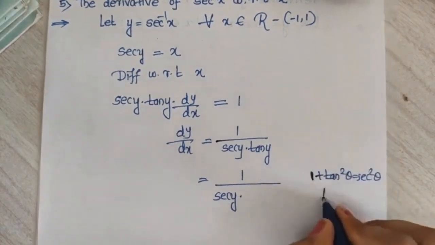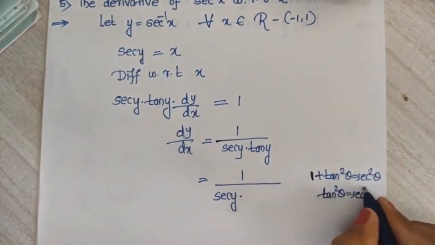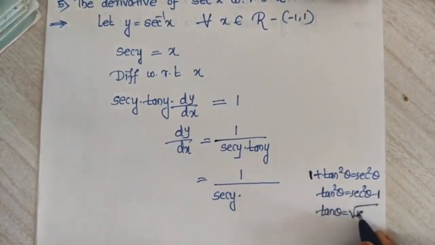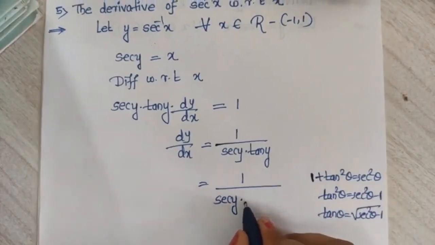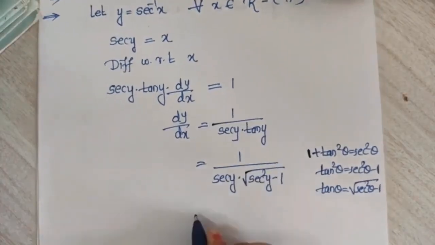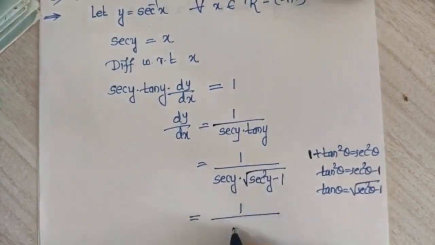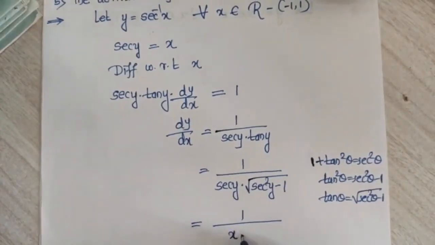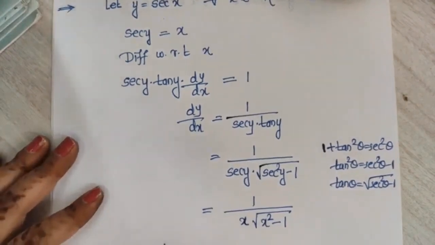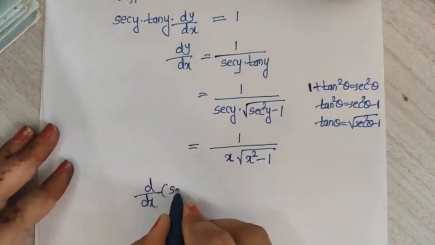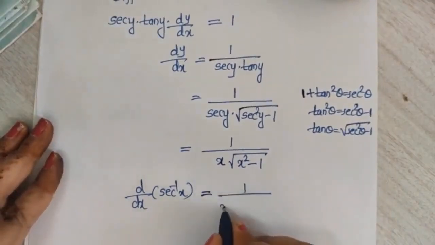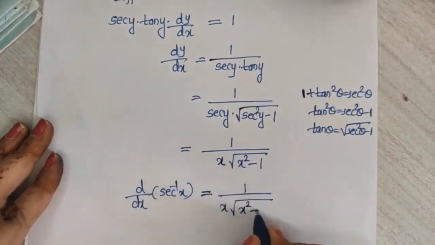So from this what you will get? Tan square theta means it is sec square theta minus 1. So tan theta means you will get root of sec square theta minus 1. Here I'll write root of sec square y minus 1. Now this is equal to 1 divided by, sec y means we have x, x into root of x square minus 1. This is what differentiation of sec inverse x with respect to x is, and that is 1 divided by x into root of x square minus 1.